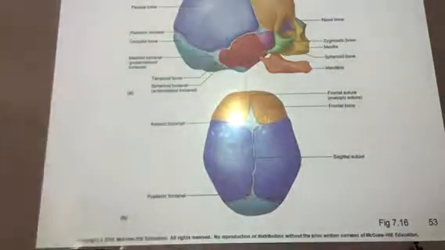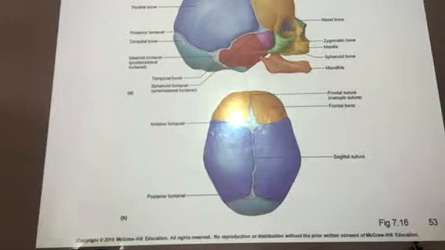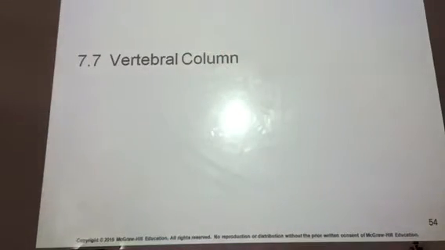So main point there being a fontanelle is an area where the bones have not fused yet, and therefore it is softer because there's not bone there. And that's where we'll stop for today.